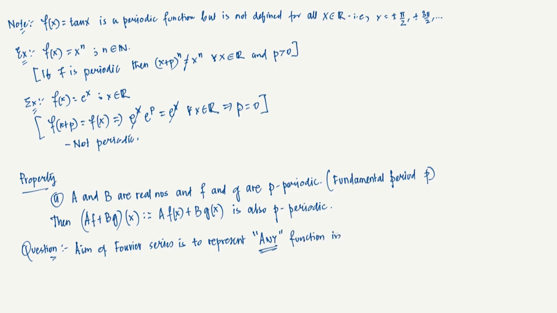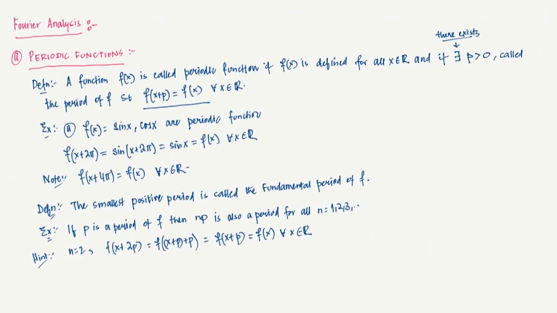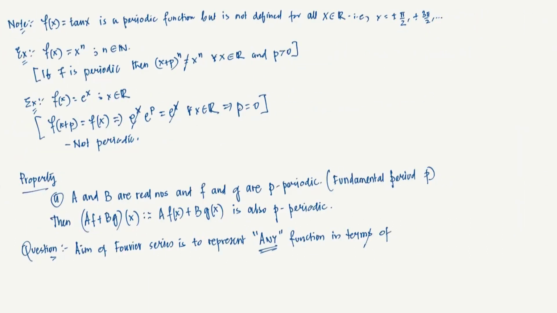Any function in terms of the two periodic functions, sine and cosine. So basically we want to talk about sine nx and cosine nx, and whether we can write f in terms of sine nx and cosine nx. So basically, using some combinations of these periodic functions, can we write any function in terms of these? That's the question, and in the next video we are going to talk about that. Thank you.